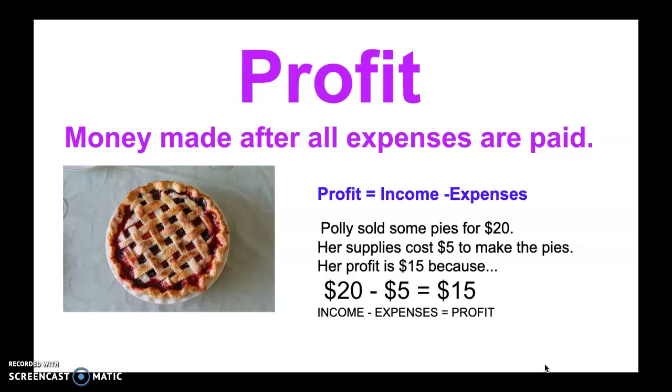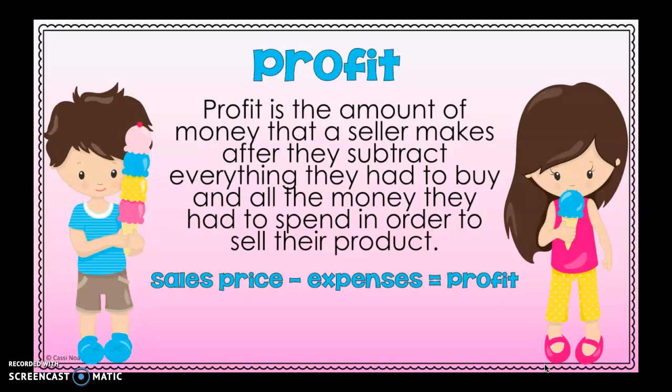So for example, if Polly sold some pies for $20, and her supplies cost $5 to make the pies, her profit is $15, because 20 was her income minus 5 was her expenses, gave her $15 in profit. So profit is the amount of money that a seller makes after they subtract everything they had to buy and all the money they had to spend in order to sell their product. So sales price minus expenses equals profit.